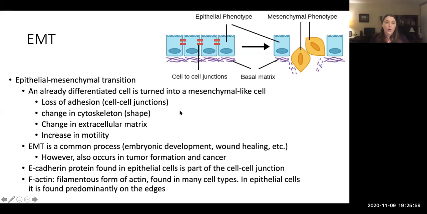Okay, so when they transform into mesenchymal-like cells, you get the loss of the adhesion, right? You don't have those adhesions anymore.